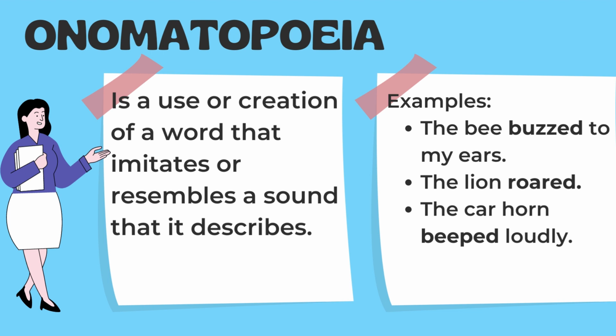The lion roared. The car horn beeped loudly. So as you can see, these bold words imitate or resemble a sound they describe. So for a lion, it roars. For a bee, it buzzes. And for a car horn, it beeps.